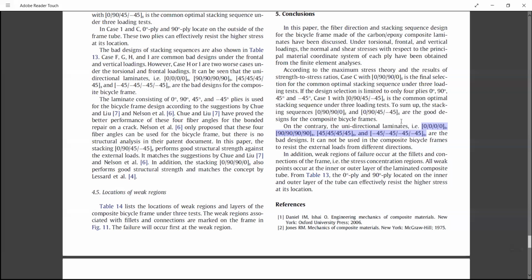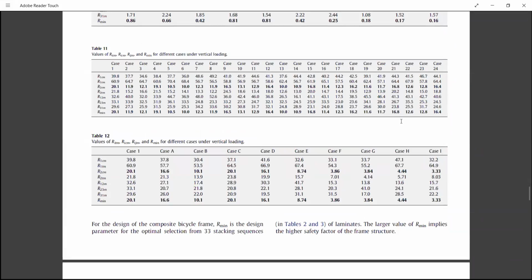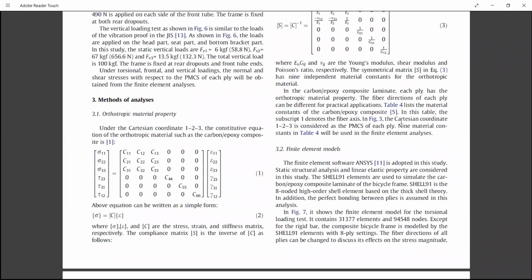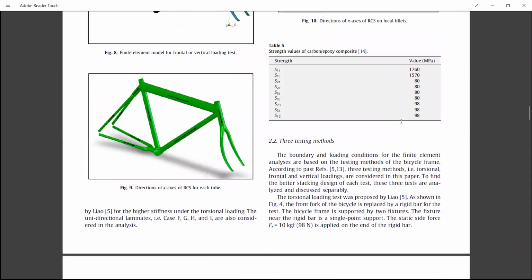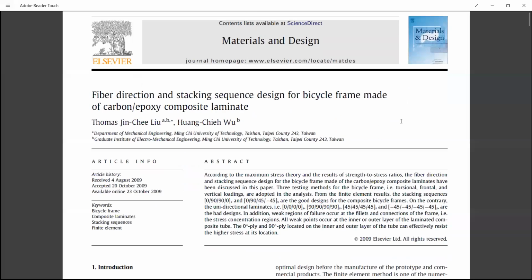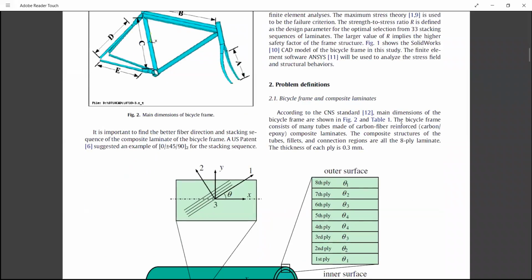So we know what kind of loads get applied on the bicycle frame. You apply those loads and try to understand how the laminate is performing, what kind of stresses it is able to withstand, and based on that you arrive at an optimal value. This is an optimization. This is a process of optimization, arriving at a better fiber direction and stacking sequence. I hope this paper is giving you a better idea of what we are trying to do.